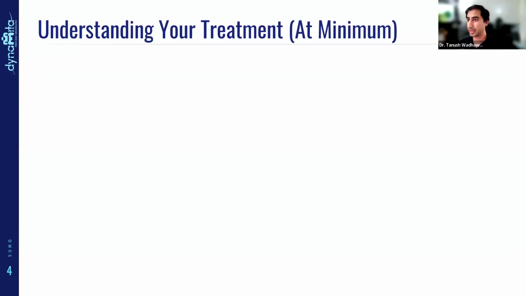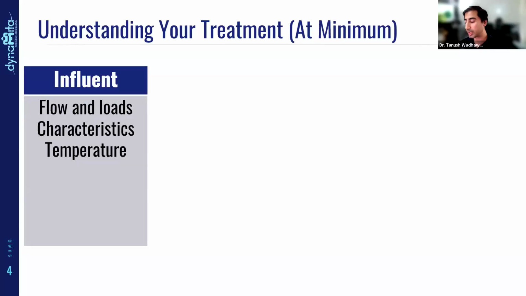I want you to understand three important categories when we are looking at a wastewater treatment facility. The first category is understanding your influent. The whole point of your wastewater treatment plant is to treat your influent, of course. So understanding your flows, your loads, the characteristics, such as how much is biodegradable, how much is unbiodegradable, what fraction of your COD might be soluble, how much might be particulate. So understanding your flows, your loads, your characteristics, and temperature of your influent is very, very critical.